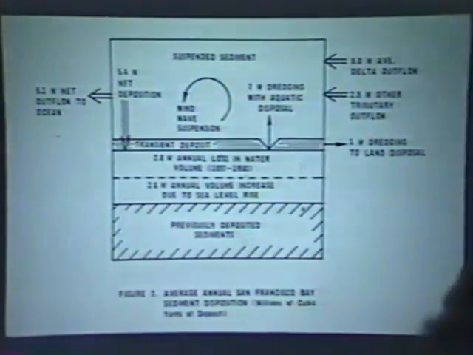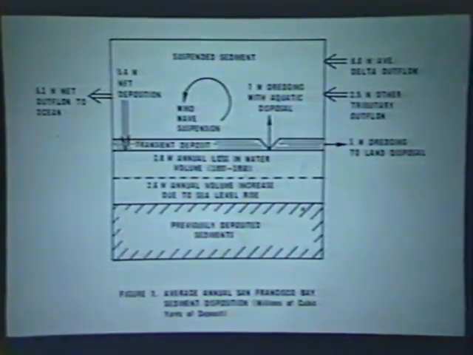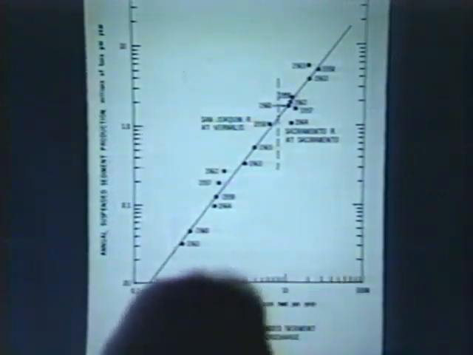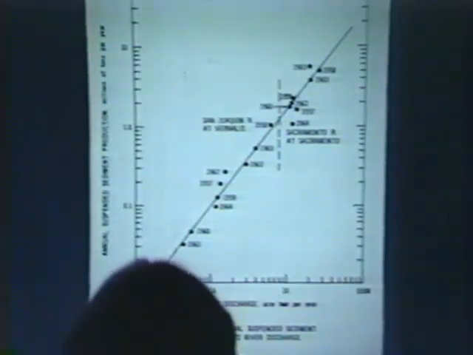Well, we can estimate the amount of sediment that comes into the system by looking at the hydrographic data. We have data at that time. We had data from 1921 to 1960.